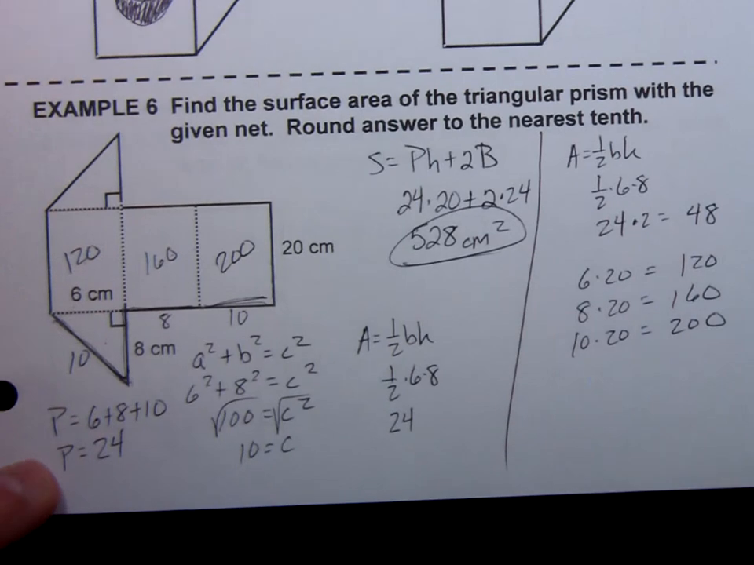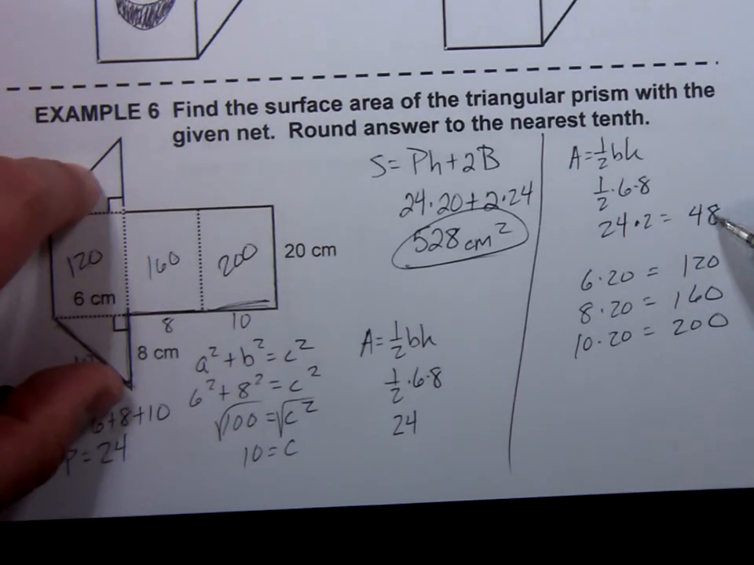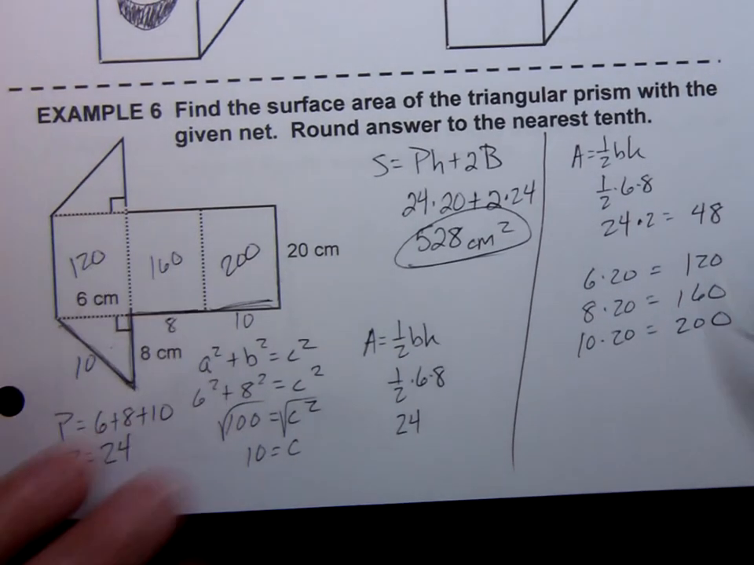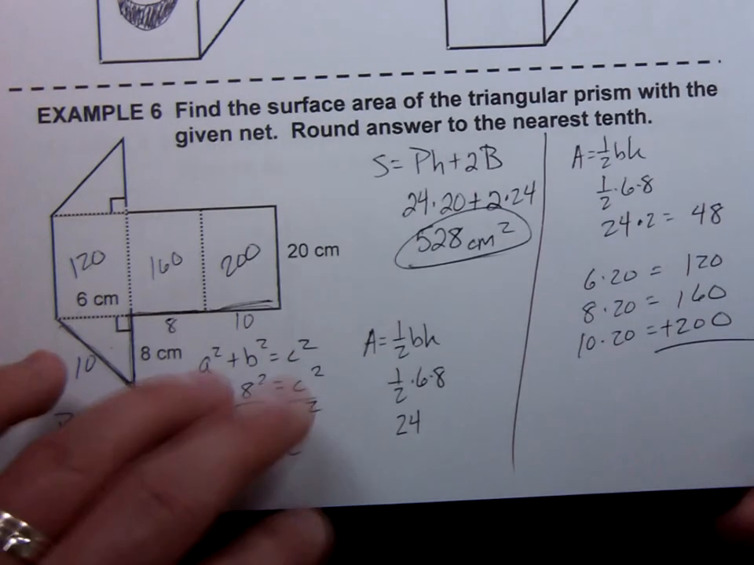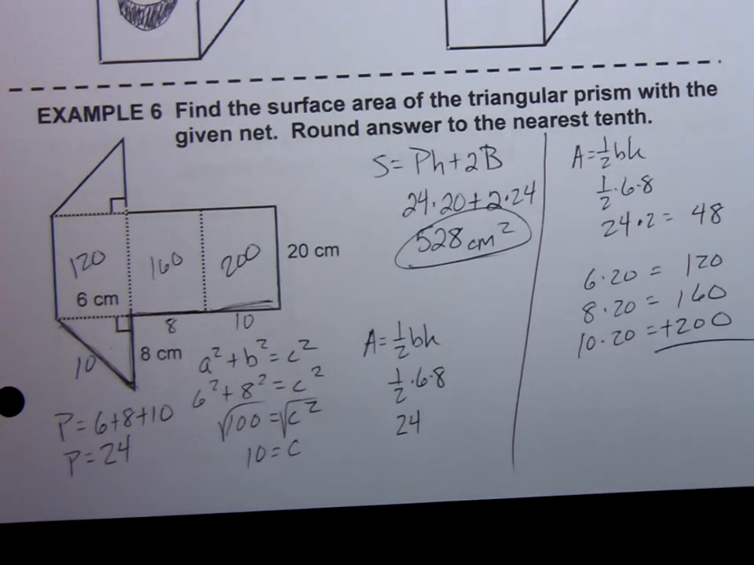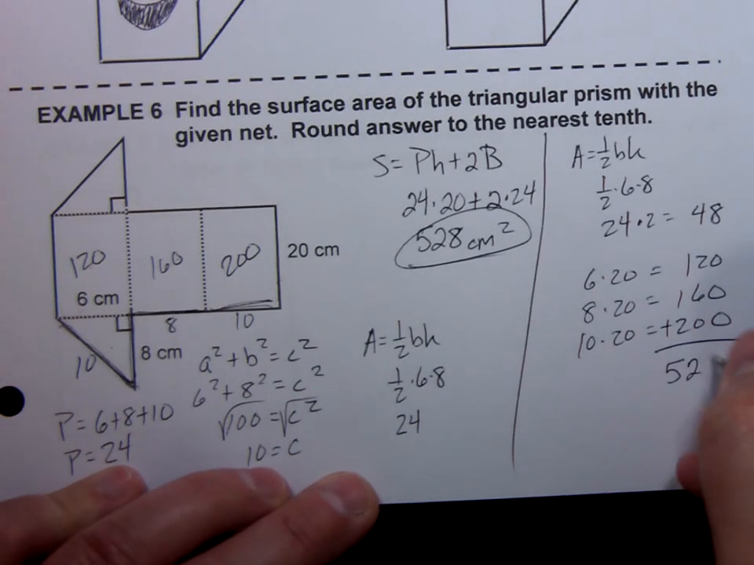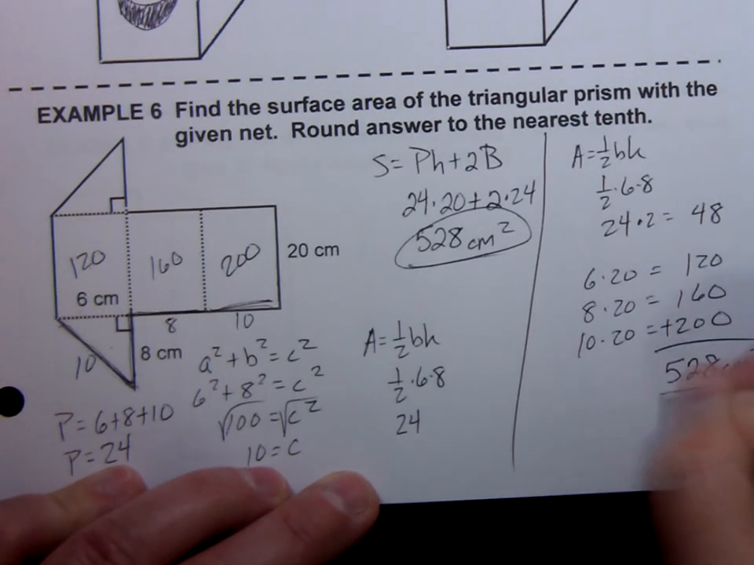So now I got the area of both triangles, and I got the area of all three rectangles. All I have to do is add all of those up. So 48 plus 120 plus 160 plus 200. And I get 528. So there are two different ways to come up with the same answer there.